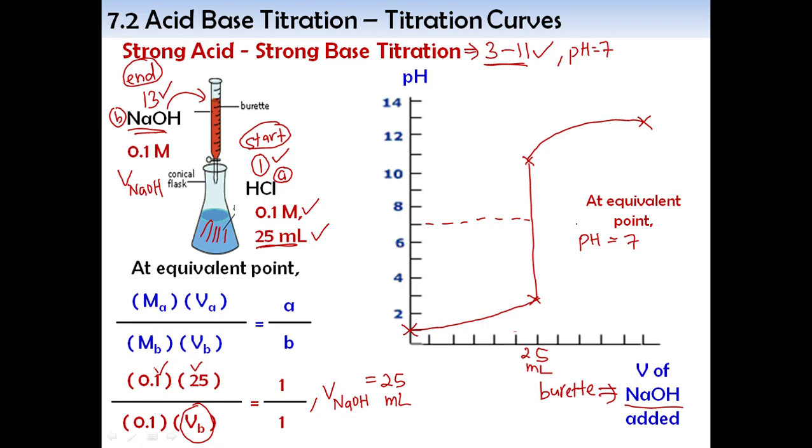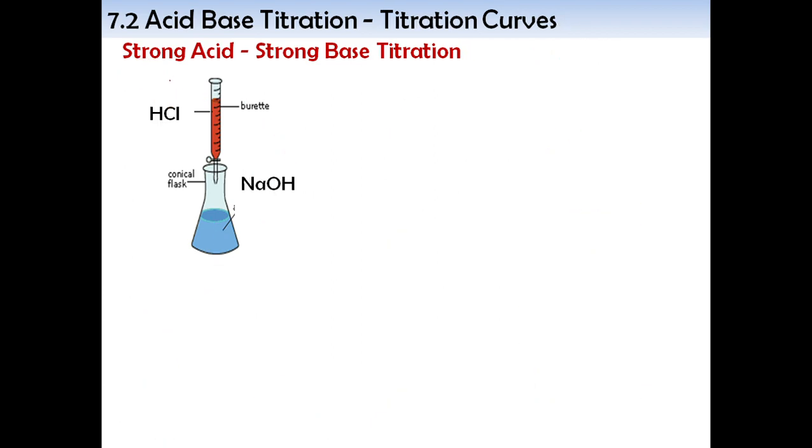Okay? Boleh? Okay, so kalau macam tak faham lagi lah. Okay, tak apa. Kita ada banyak lagi example. So, next example is masih strong acid dengan strong base. But, saya tukar HCl dalam burette and NaOH dalam conical flask.